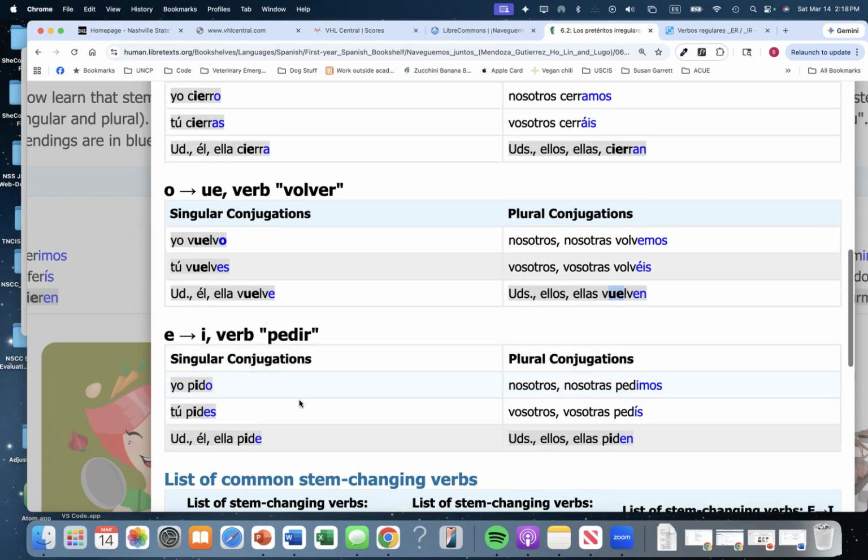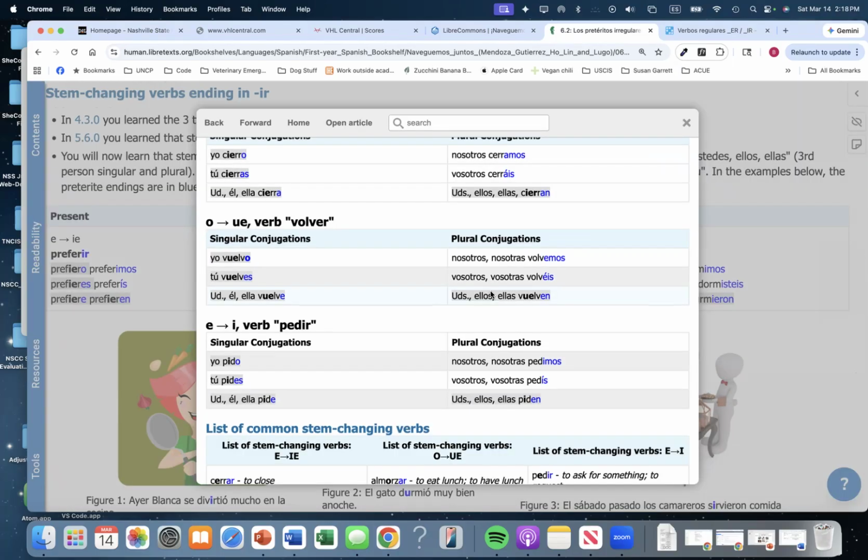And then the third group, E to I in the present, such as pedir. We have yo pido. As you can see, the E in the stem of pedir changes to I when you conjugate the verb. Yo pido, pides, pide, then pedimos, no stem change, pedís, no stem change, and then piden, stem change. Okay, so again, this is review. You know this from Spanish 1010, stem-changing verbs in the present.